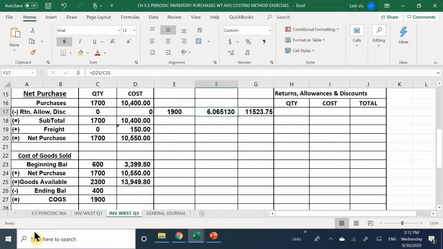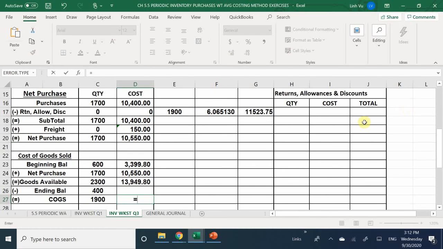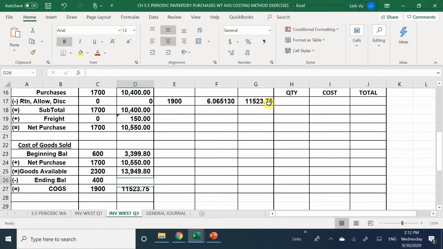Good. Because this is a rounded number, to prevent any rounding errors, you take your goods available, because that's already a rounded number, and subtract your cost of goods sold to give you a solid $2,425.05.